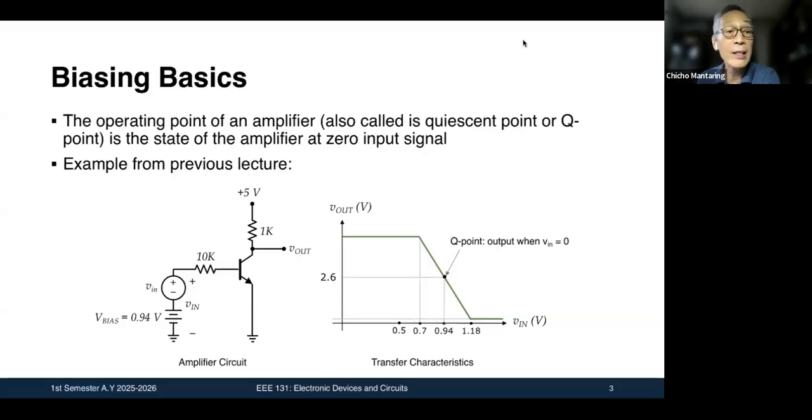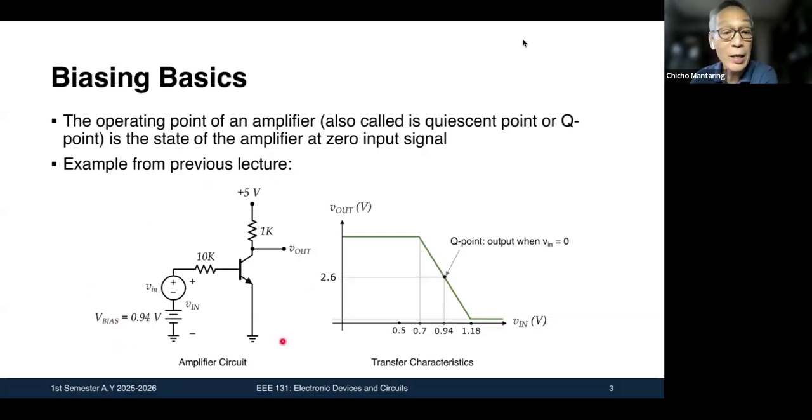Okay, so let us review again what I mentioned just earlier today. Biasing basics. First of all, let me define what we call the operating point of an amplifier. We also call this the quiescent point or the Q point of an amplifier. This is the state of the amplifier at zero input signal. This is from the previous lecture just a while ago.